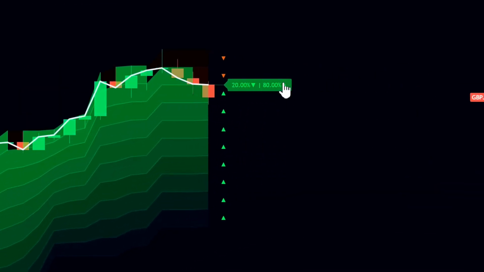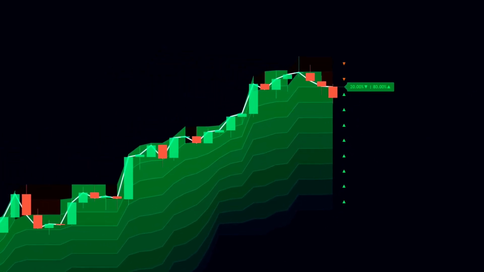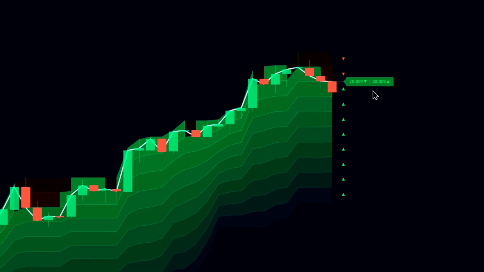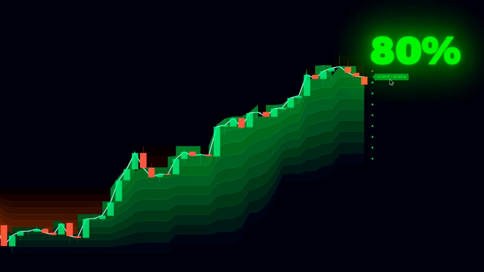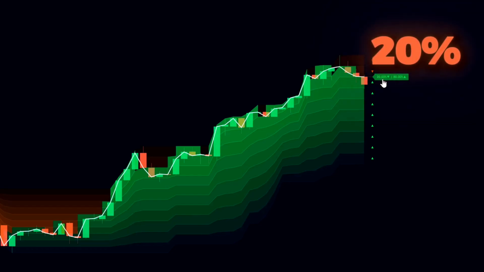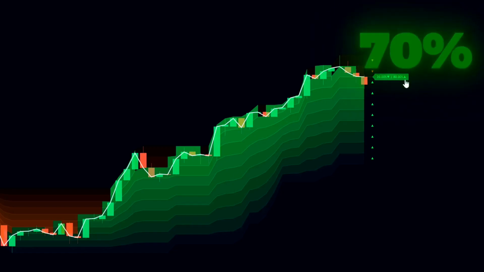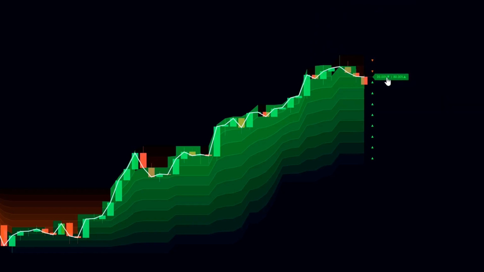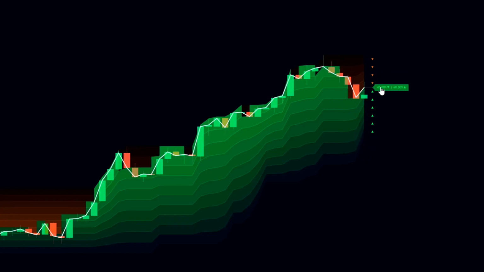Next, there's this table, which is a probability table that shows the chances of upward or downward movement. The probability table gives you insights into whether the price is more likely to go up or down. For example, in a bullish trend, if the price is above 8 levels, it will show an 80% chance of moving up and a 20% chance of moving down. If the price is above 7 levels, it will show a 70% chance of moving up and a 30% chance of moving down.